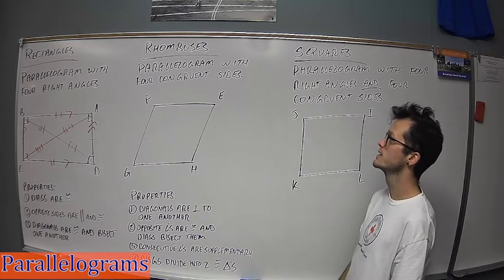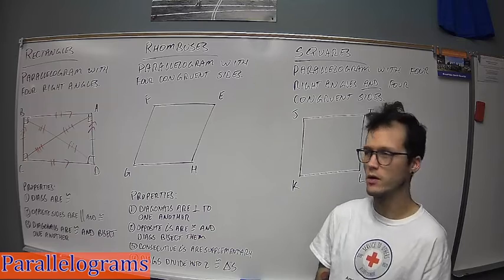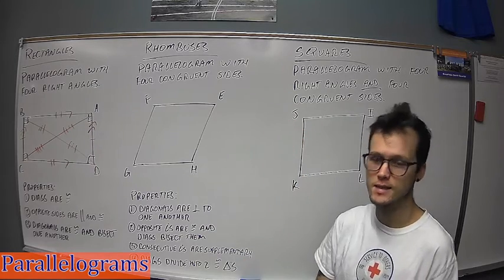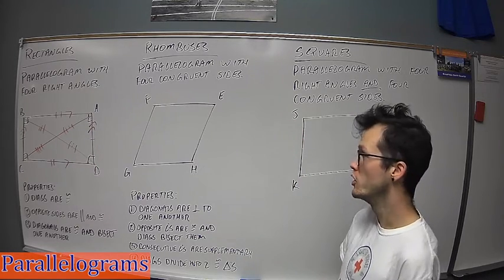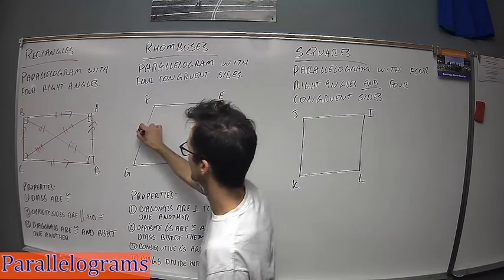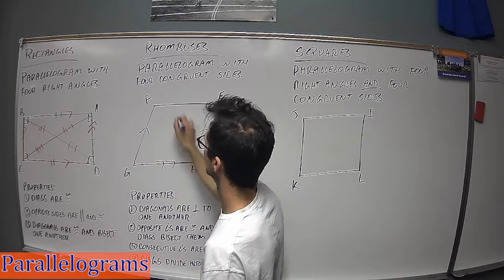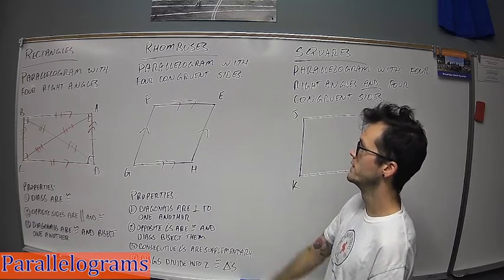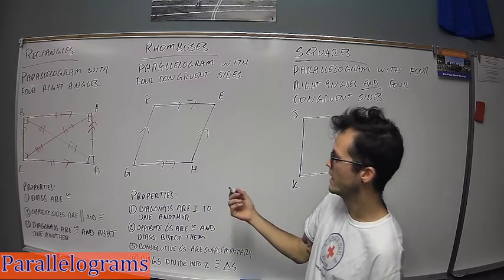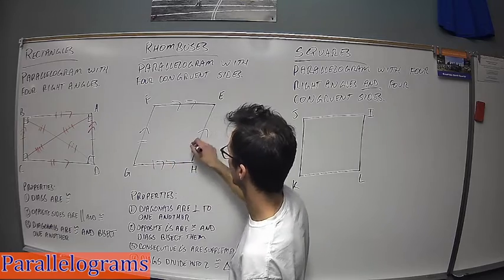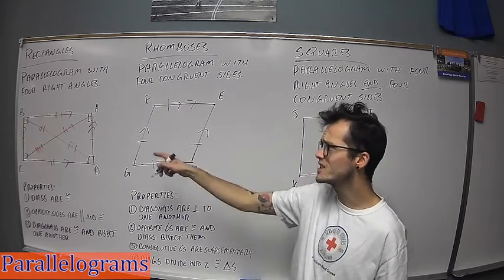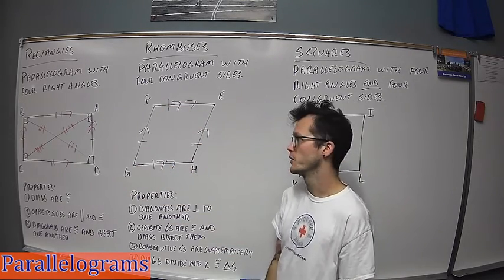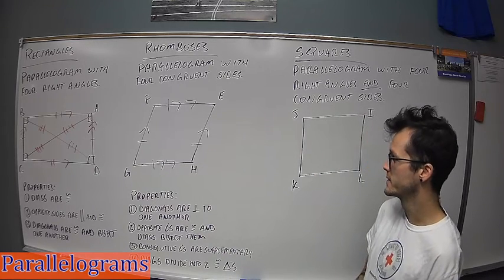Next, rhombuses. Rhombuses are specific parallelograms where all 4 sides are congruent to one another. So we know that opposite sides are parallel to one another. That's just the definition of a parallelogram, and this is a parallelogram. What differentiates rhombuses is that all 4 sides are congruent to one another, not just the opposite sides like with rectangles. It's all 4 sides.